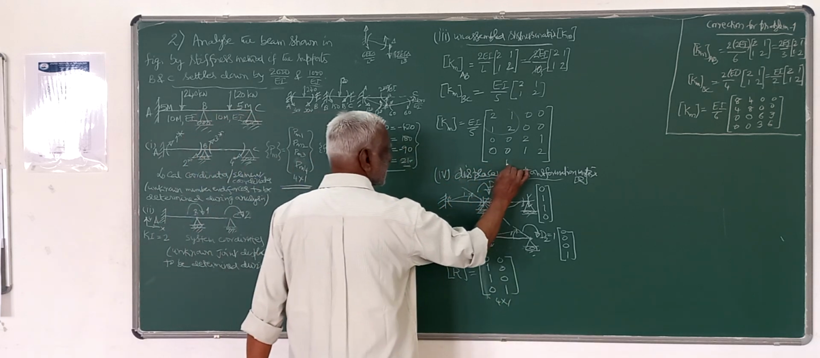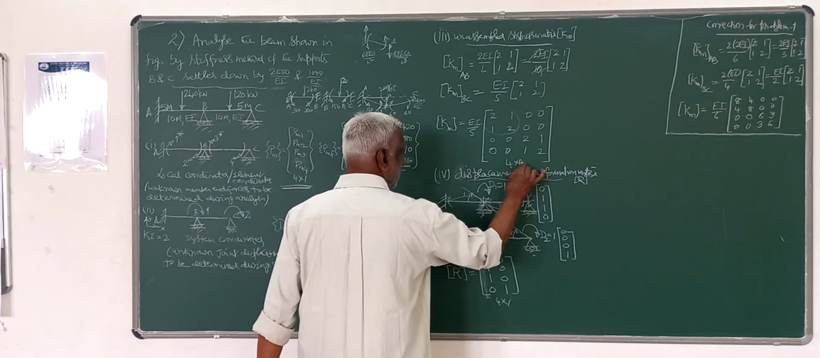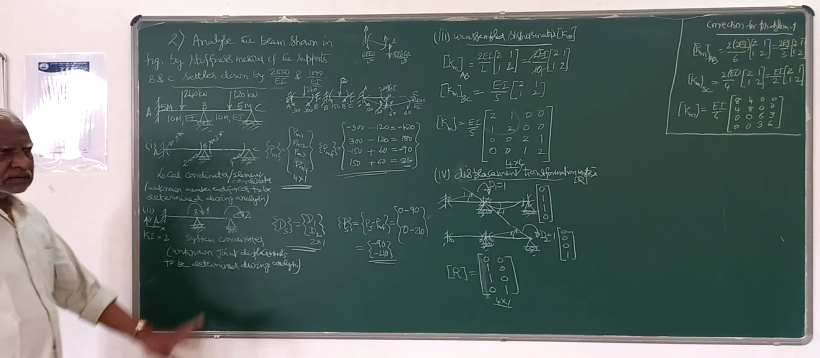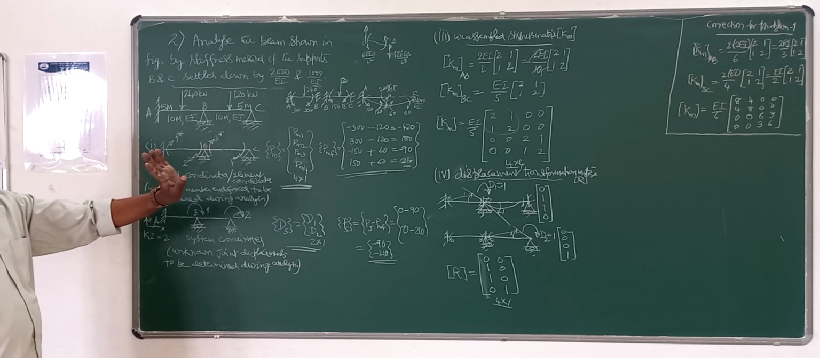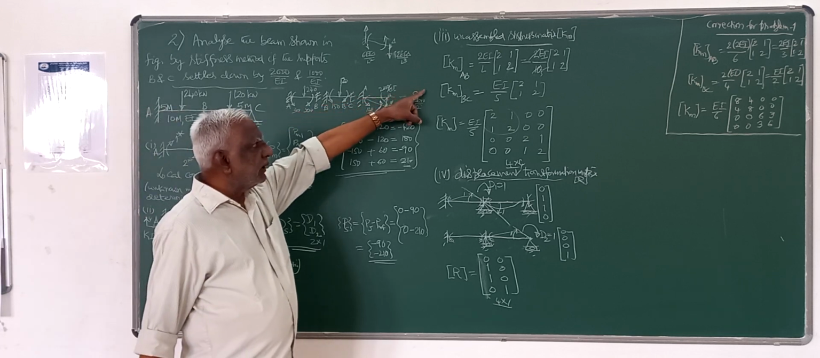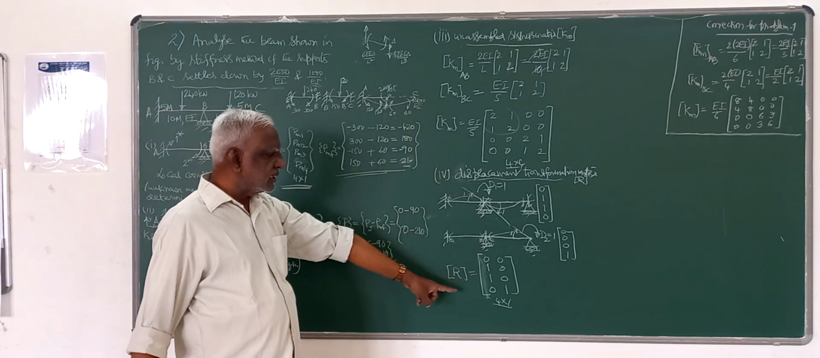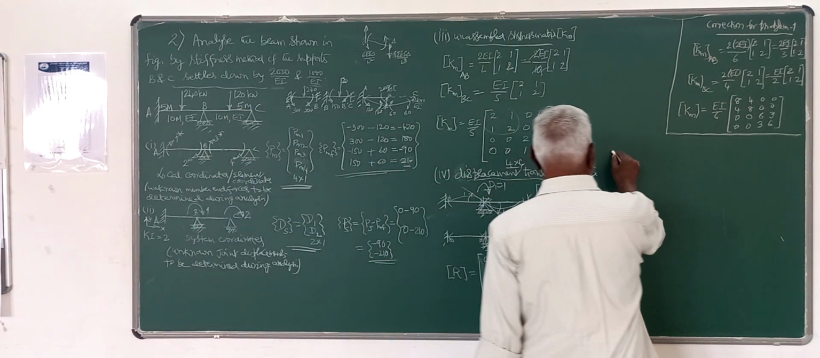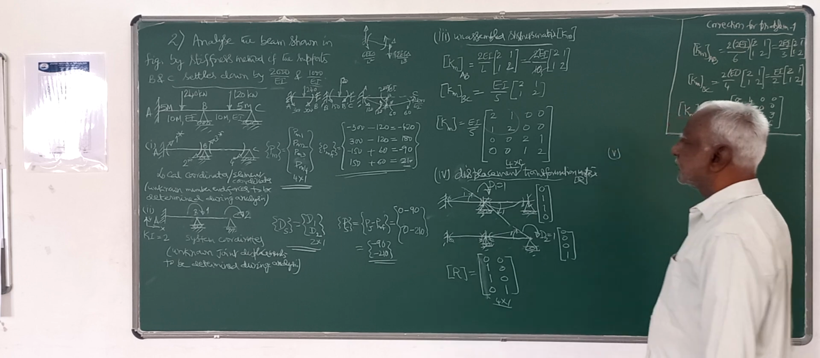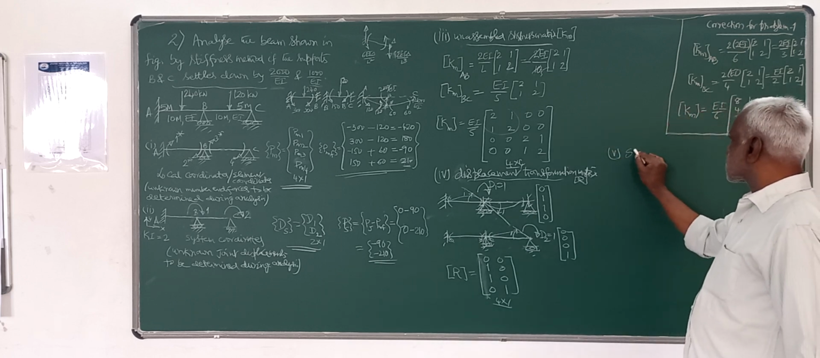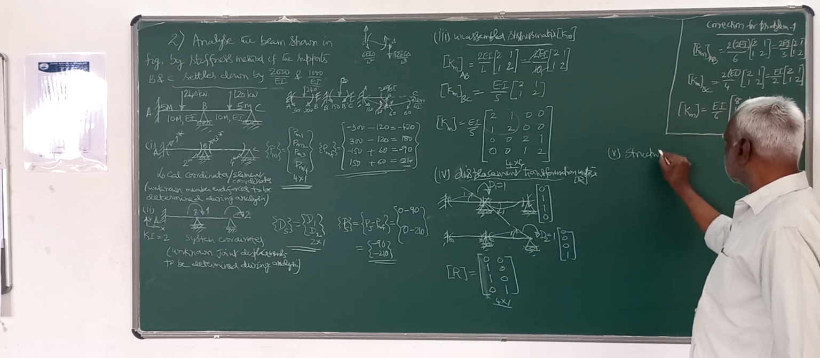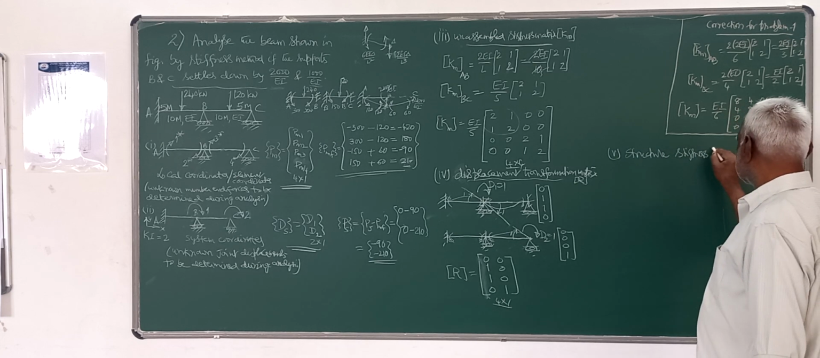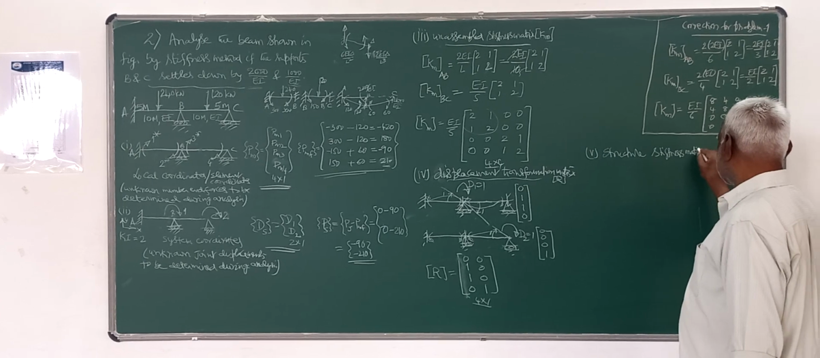So this Km displacement stiffness matrix is a 4 by 4 matrix, and the load vector is a 4 by 1 matrix. That's all. That is your fourth step. Third step, the unassembled stiffness matrix, that is rotation. Then the next step, fifth step, you have to generate the structure stiffness matrix.